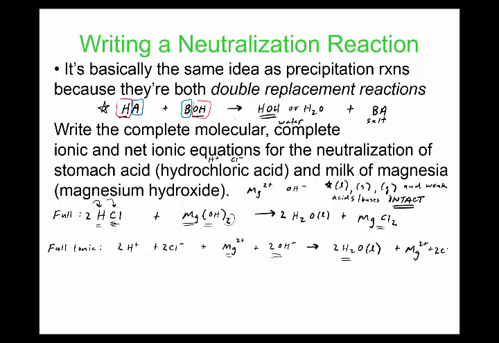plus 2 Cl minuses. And you'll see that you have some spectators here. The Mg did nothing, so that cancels out, and the chloride ions didn't do anything. They were soluble before and soluble after, and they didn't react with anything, so they're spectators. So your net ionic is going to be what it always is when you react a strong acid and a strong base.